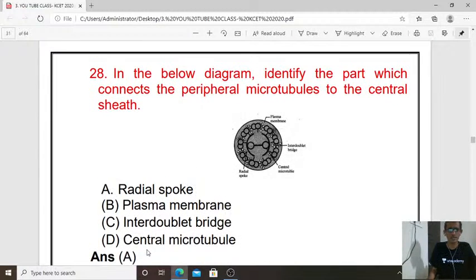And 28, what is this? In the given diagram, identify the part which connects the peripheral microtubules to the central sheath, that is the flagella TS. Flagella is a structure made up of microtubules. So the answer is radial spoke. 1 2 3 4 5 6 7 8 9, so 9 plus 2 arrangement. Peripheral microtubules connect to the central sheath through the radial spoke. So answer is A for question number 28.